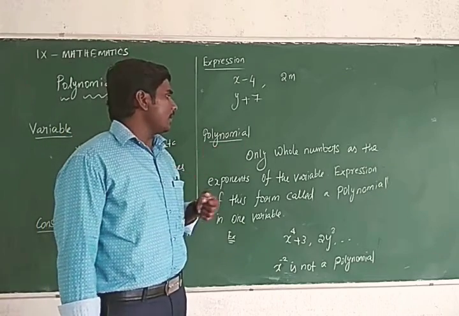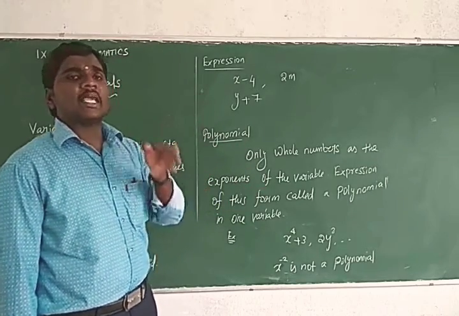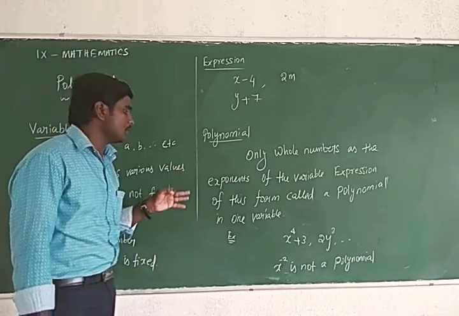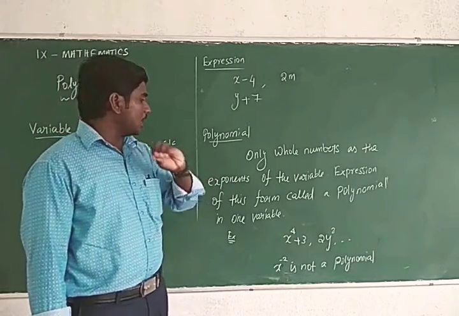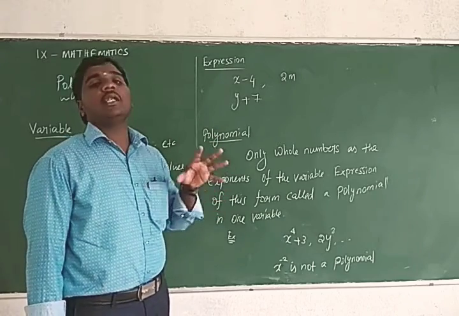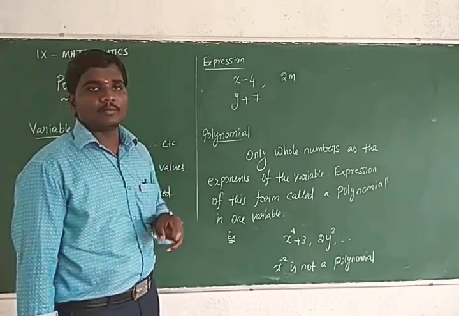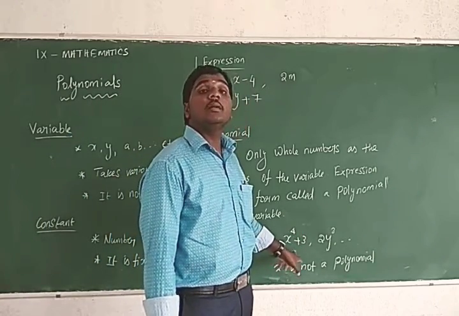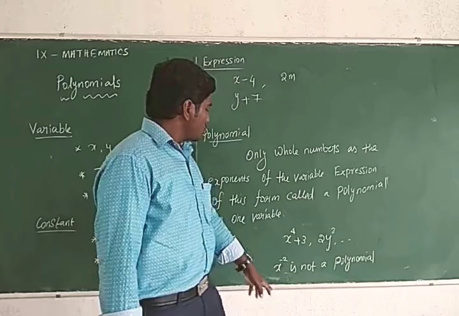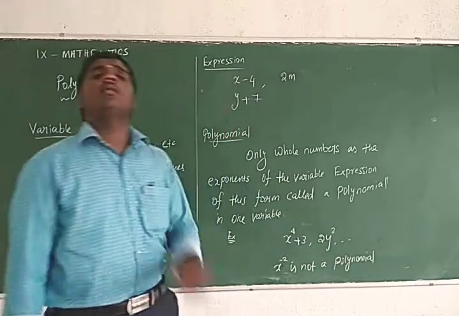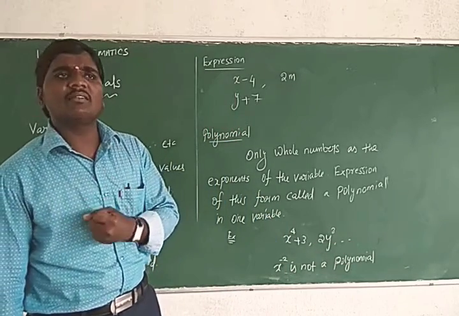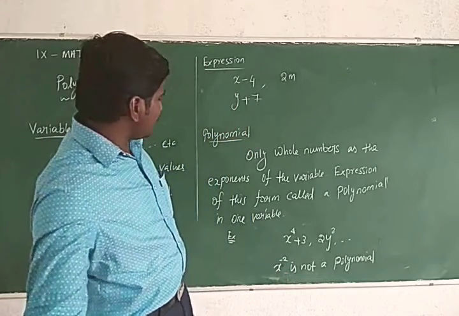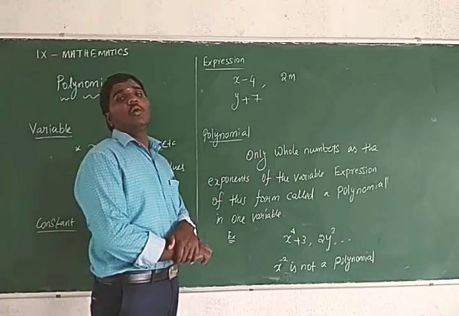Next, polynomial: only whole numbers as the exponents of the variable. An expression of this form is called a polynomial in one variable, because we use only one variable. This is in terms of x, here y. So x power minus 2 is not a polynomial. Why? The power is minus 2, which is not a whole number.